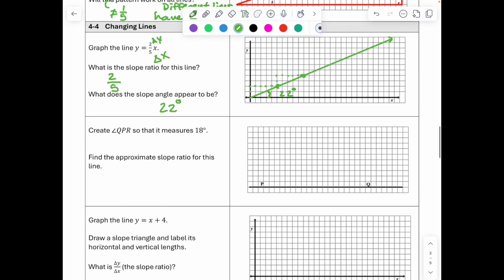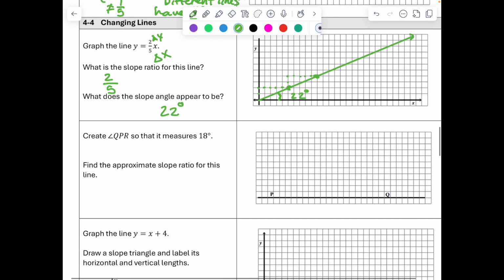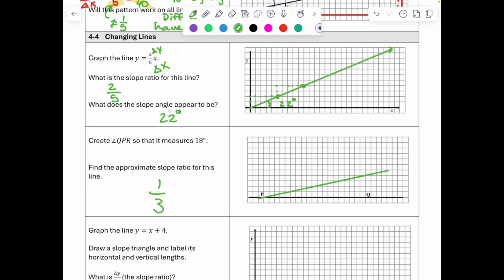And then create QPR so that it measures 18 degrees, okay? Using our protractor, it might look a little bit like that. And that is going to end up being a 1 over 3. And again, I'm skipping a lot of this because we would be working with protractors in class. So a change of y of 1 with a change of x of 3.